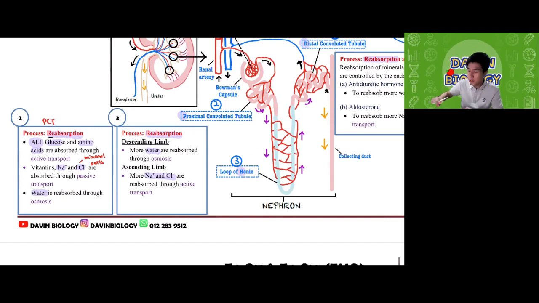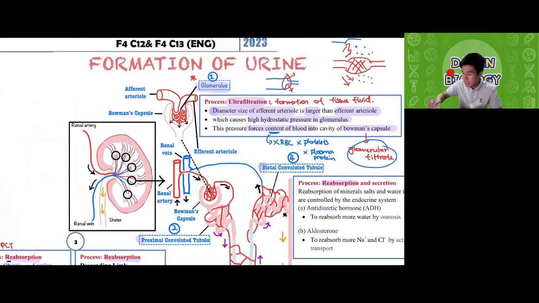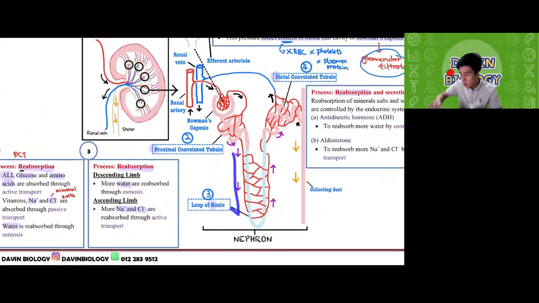Then here they say descending and ascending. Descend means go down, right? Ascend means go up. So you can see the descending part is here, the going-down part. The part going down mainly absorbs water. The part going up mainly absorbs salt. How to remember that? You just remember that water flows down more easily. So when water comes down, they can absorb it easily into the blood.